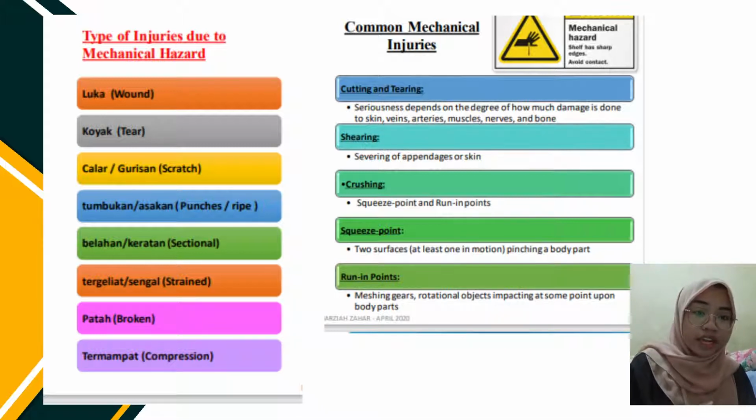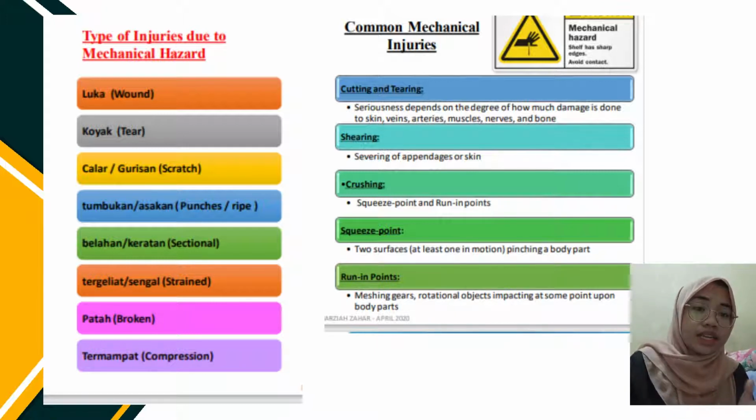muscles, nerves, and bones. A shear point hazard exists when the edges of two machine parts move across one another and move closely enough together to cut another object or a relatively soft material. In a typical shear point hazard, one part moves while the other part is either stationary or moving, so it can cut our skin and we can be injured by that hazard.